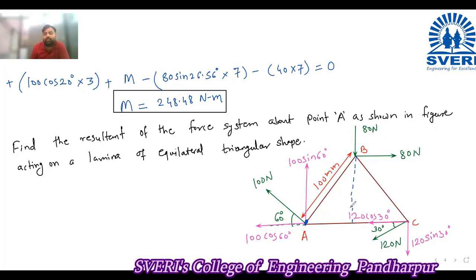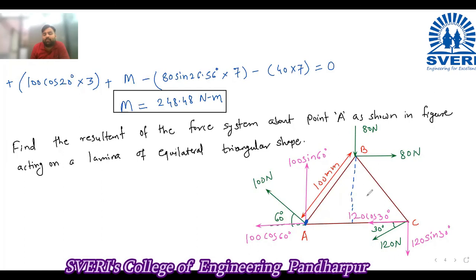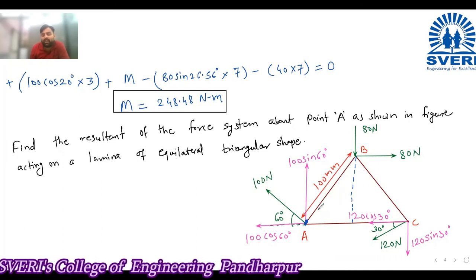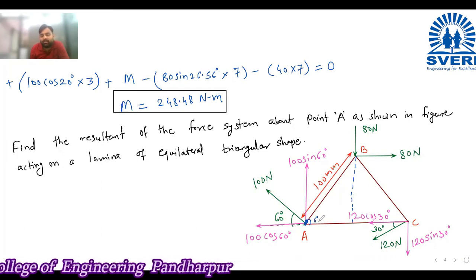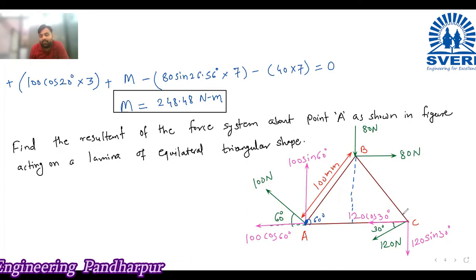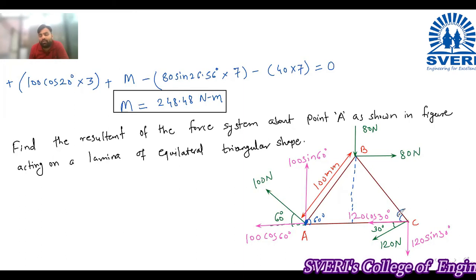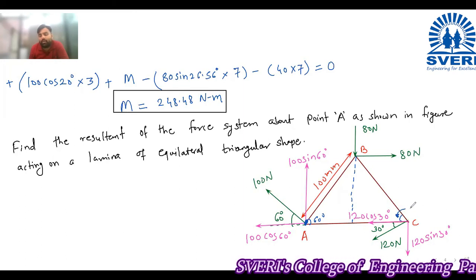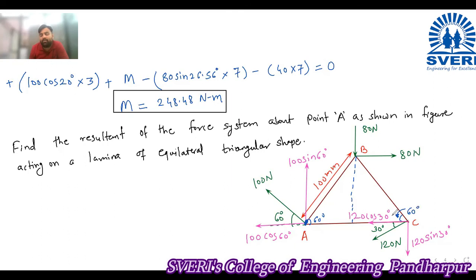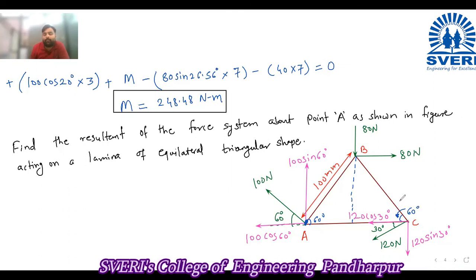Okay, I will drop the perpendicular. Now this is the equilateral triangle, so each angle is 60 degrees. This angle is 60 degrees. Here it is. This angle is also 60 degrees because it is the equilateral triangle. An equilateral triangle has all interior angles equal and all sides equal. In the problem they have mentioned that it is an equilateral triangle.